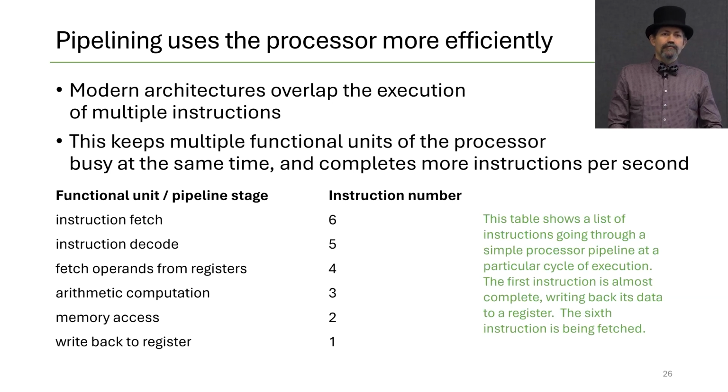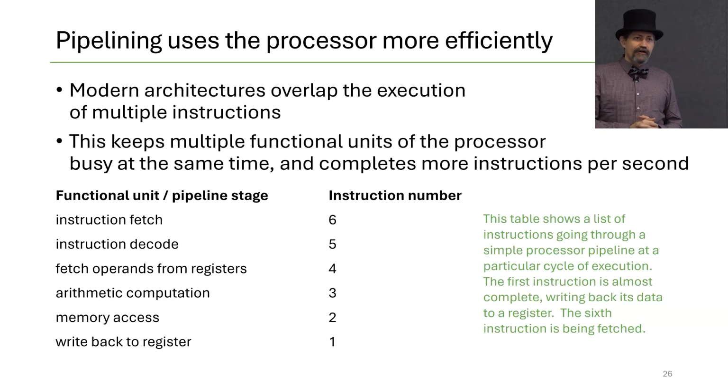Let's talk about how modern architectures are implemented and how that affects compilation. So pipelining is a technique that's used to make the processor operate more efficiently. Modern architectures are able to overlap the execution of multiple instructions. The way they do that is that instructions are executed as a sequence of different sub-operations. So first we have to fetch the instruction from memory. Then we have to decode it. That looks at the bits and determines what instruction we're trying to do. Are we trying to do an add or a subtract or a jump?